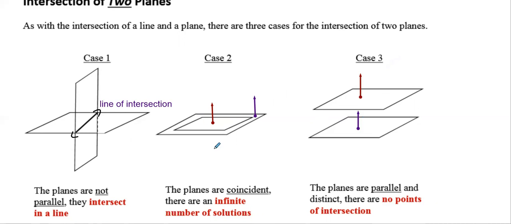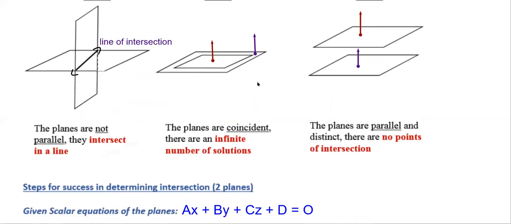Now, if the planes are not coincidental, they're not parallel, and that means they must be at some angle to each other, which means eventually they will cross in a line. And again, why is it a line? Well, it's going to go on forever because the planes go on forever. So you can see that line of intersection right in here. So you'd have to find the equation of that line. So that makes things a little bit more interesting when you're trying to find intersection of two planes.